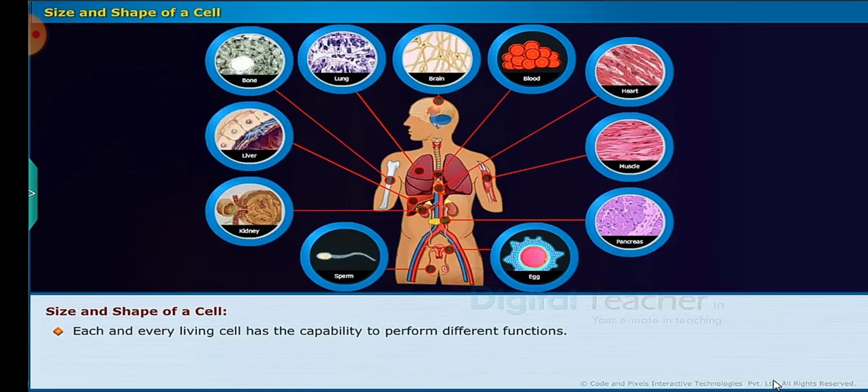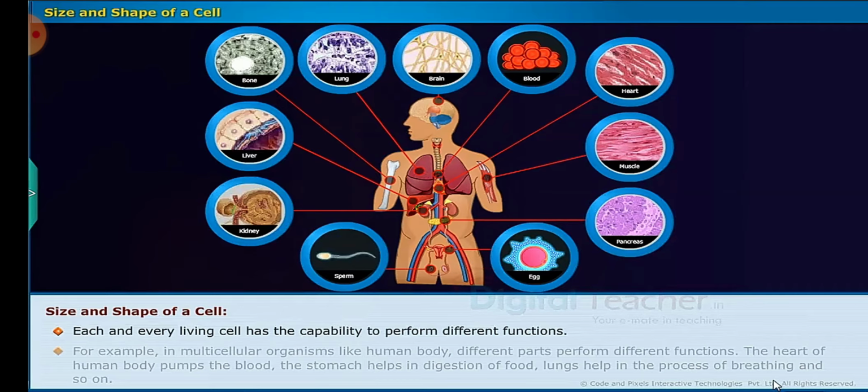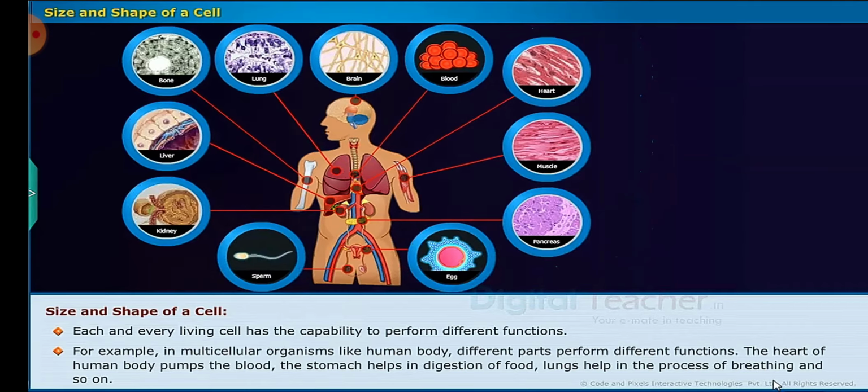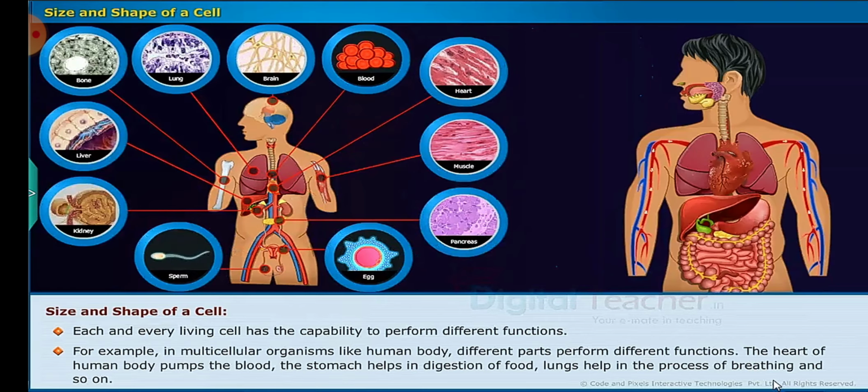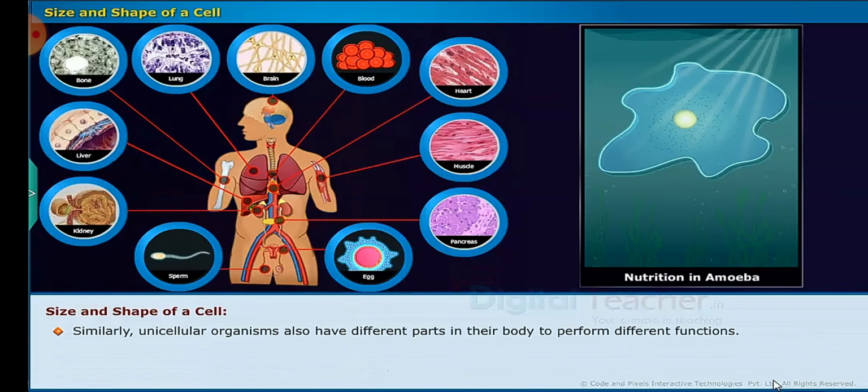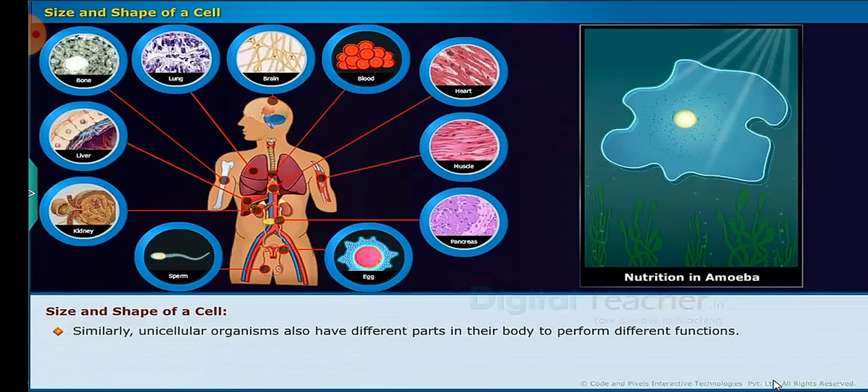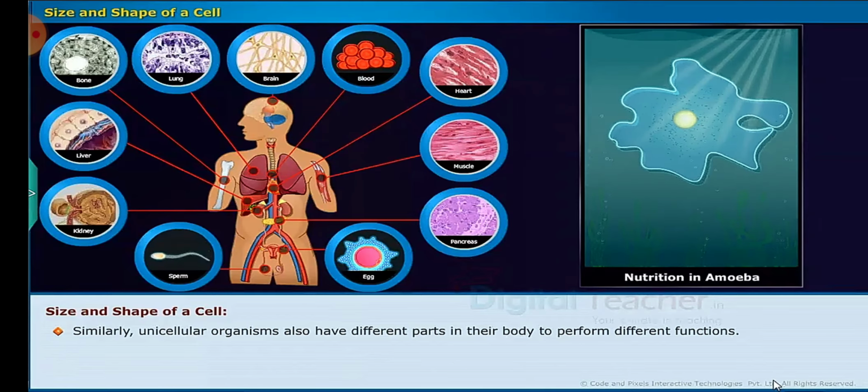Each and every living cell has the capability to perform different functions. For example, in multicellular organisms like human body, different parts perform different functions. The heart of human body pumps the blood. The stomach helps in digestion of food, lungs help in the process of breathing, and so on. Similarly, unicellular organisms also have different parts in their body to perform different functions.